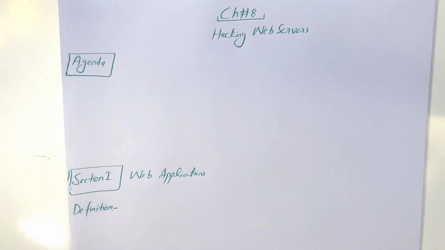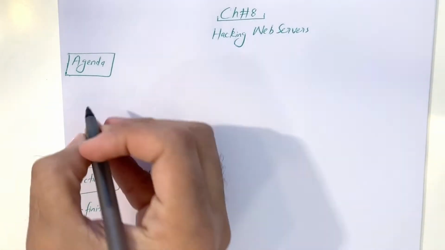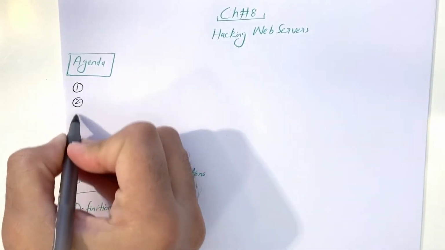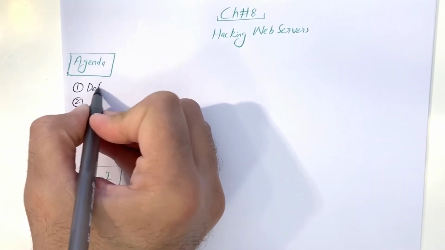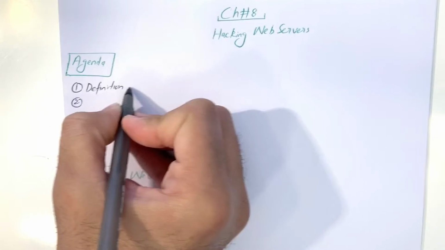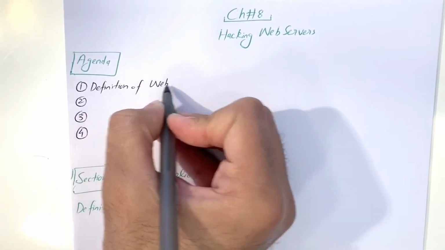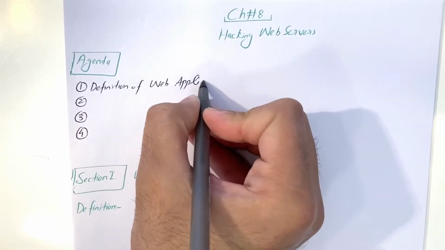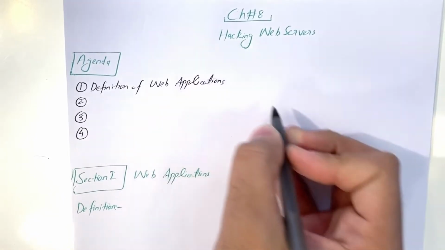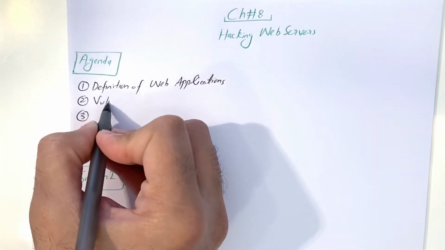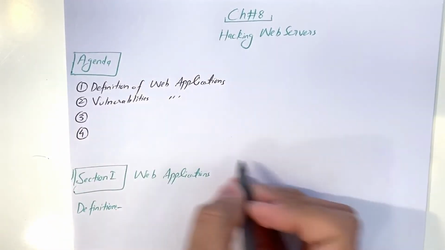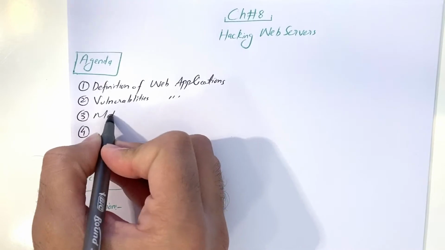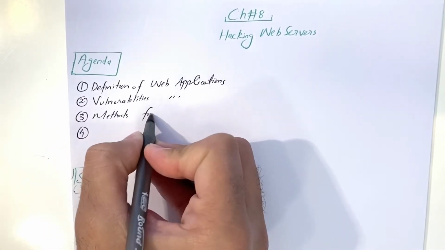Hello, everybody. So today we will discuss chapter number 8, hacking web servers. We have four main agenda items, four main things to discuss in the chapter, starting with the definition of web applications. Then we will discuss the vulnerabilities of web application. We will also discuss methods for avoidance.